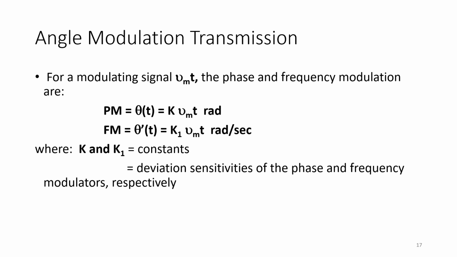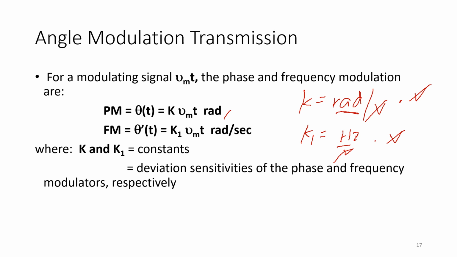So for PM, the deviation sensitivity is K, and K has a unit: radians per volt. If K is radians per volt and Vm is in volts, the volts cancel out, so the unit for PM is radians, equivalent to K. While for FM, the deviation sensitivity is K1, given in hertz per volt. If we multiply that with Vm, the volts cancel out, giving us hertz, which is also represented as cycles per second or radians per second. So that is your K and K1: K is for PM and K1 is for FM.